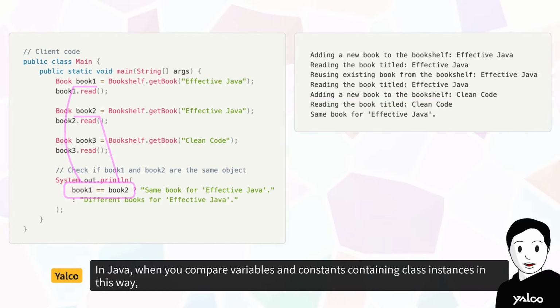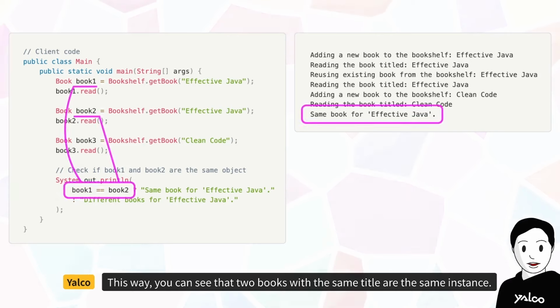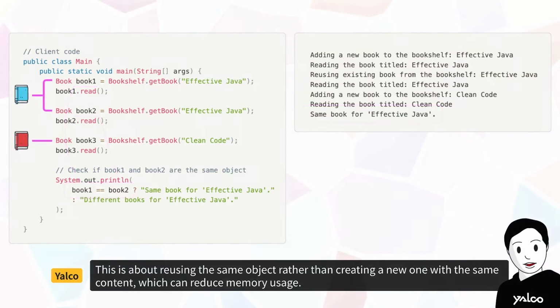In Java, when you compare variables and constants containing class instances in this way, it can be shown whether they point to the same instance in memory. This way, you can see that 2 books with the same title are the same instance. This is about reusing the same object, rather than creating a new one with the same content, which can reduce memory usage.